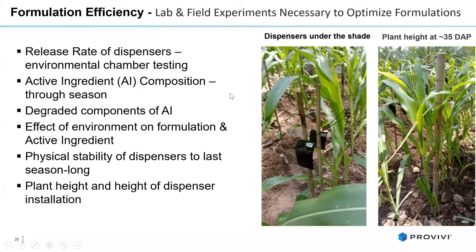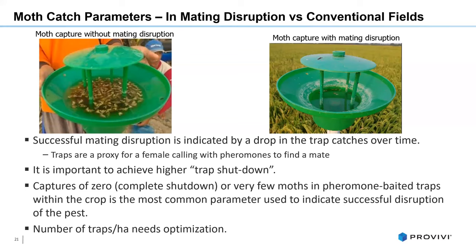Here we go. So when we have the formulation and the blend, there are several parameters that we start looking at. We make a list of several parameters that we need to understand the benefits of mating disruption. The first one is the moth captures. Okay, let me explain a little bit about moth captures.